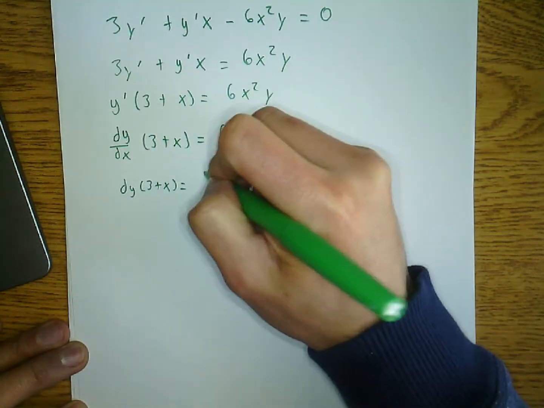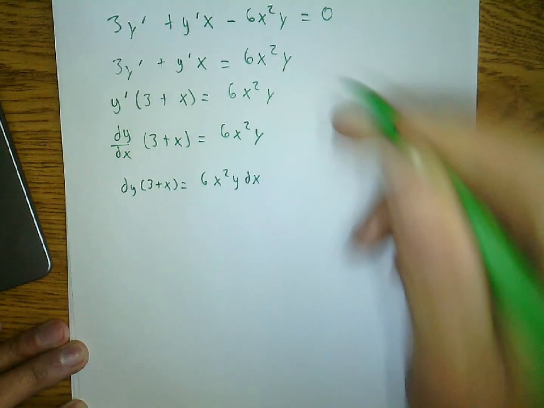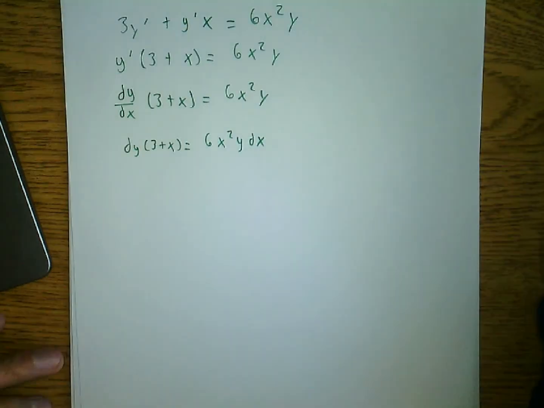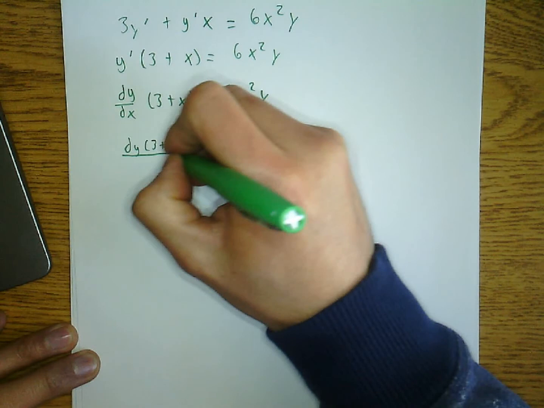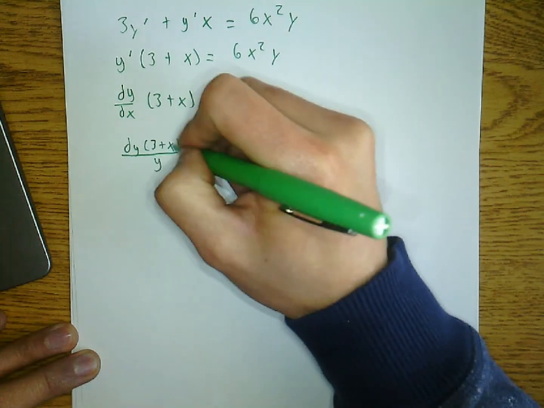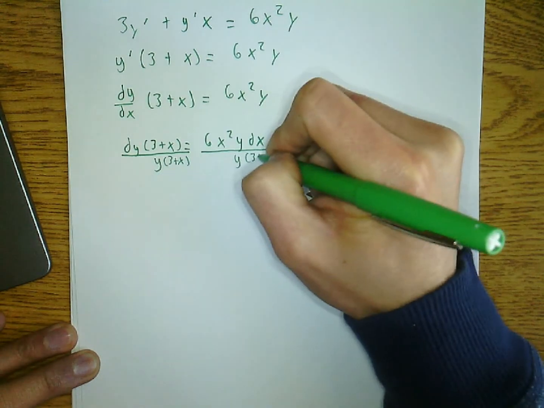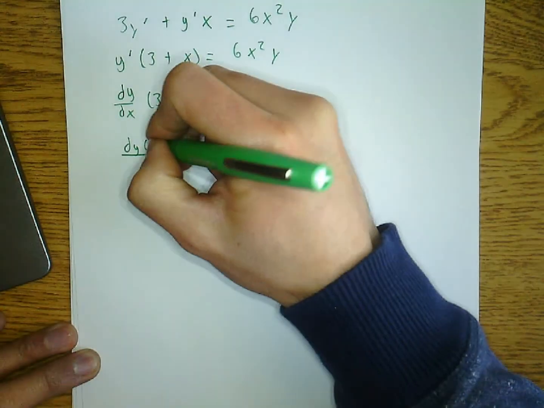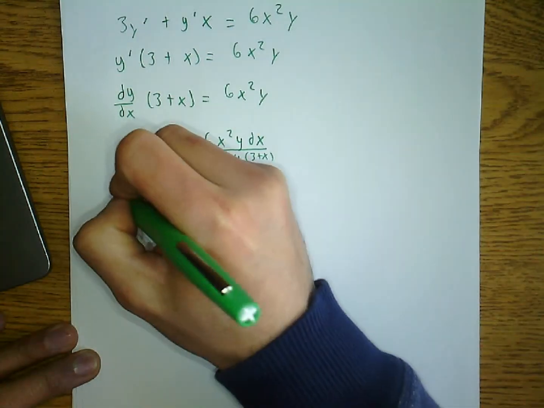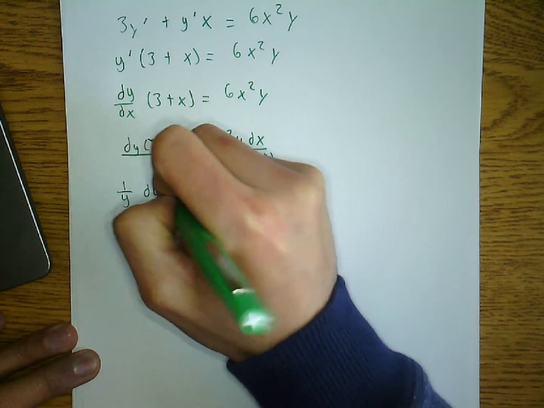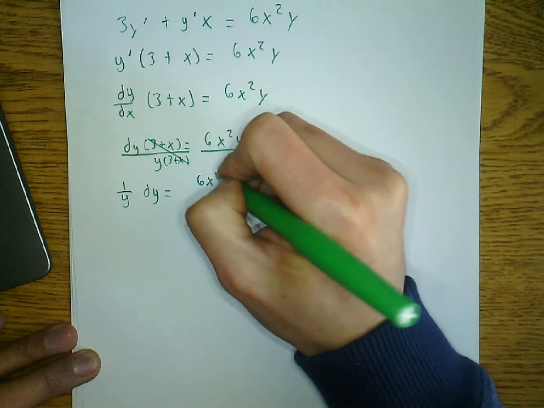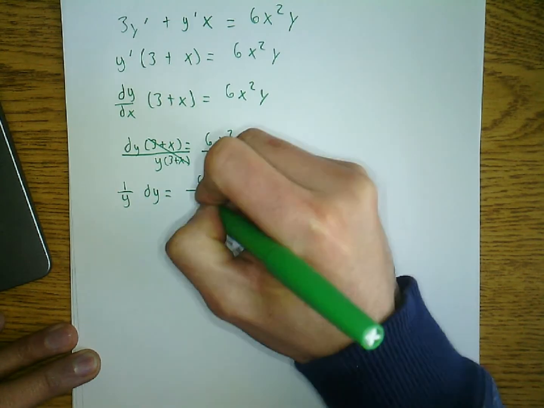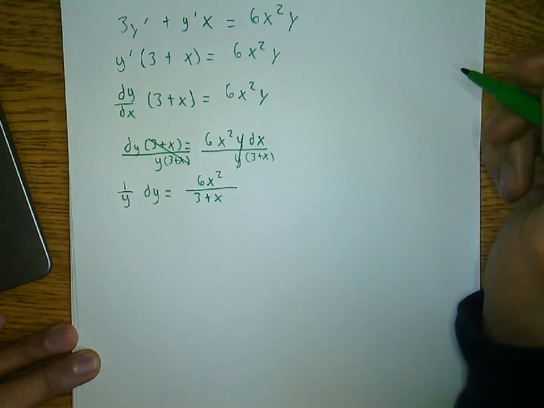Agreed? Now, I need x's with x's and y's with y's, which means I'm going to have to divide this by y, and I have to divide this by y. But I've got to divide this one by 3 plus x, and this one by 3 plus x. By doing so, this cancels out, and it leaves me with 1 divided by y dy, and on the other side, the y's cancel, and that leaves me with 6x squared divided by 3 plus x dx. Right?